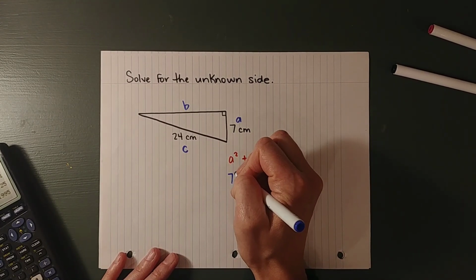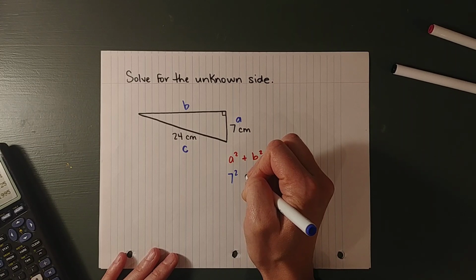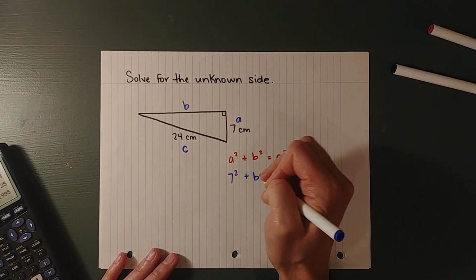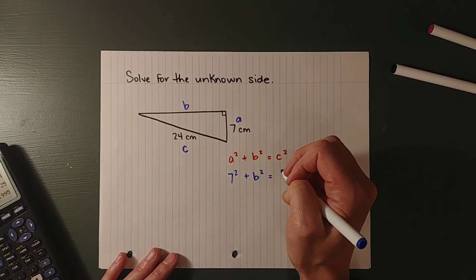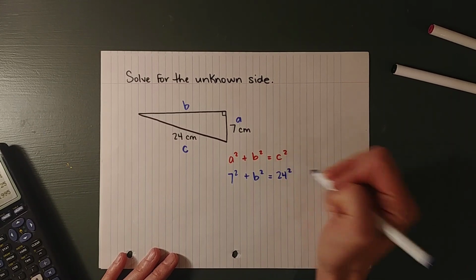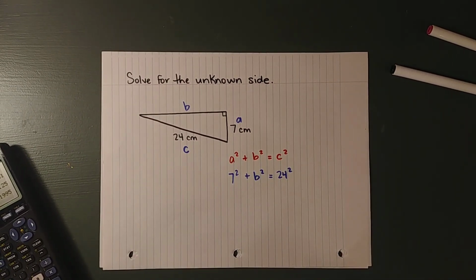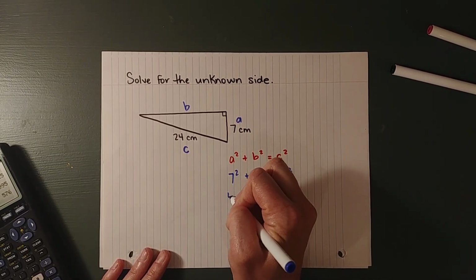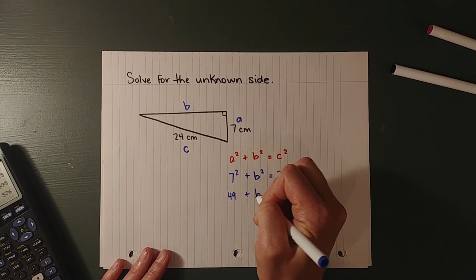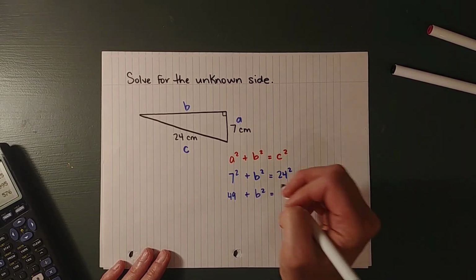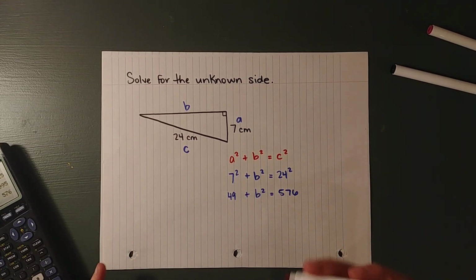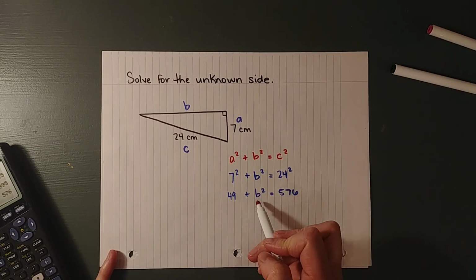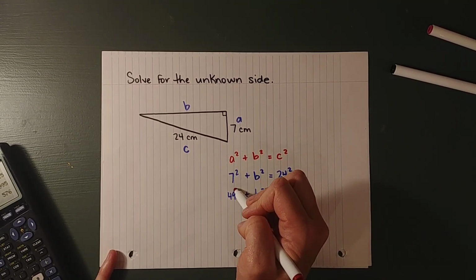In this case, a squared is equal to 7 squared. We don't know the value for b, so we leave it as b squared, and we substitute 24 in for c to give us 24 squared. Okay, and then simplifying that, 7 squared, 7 times 7 is 49, plus b squared is equal to 24 squared, which is equal to 576.